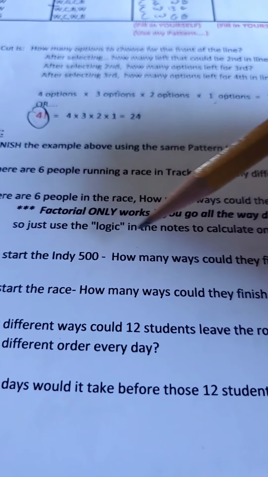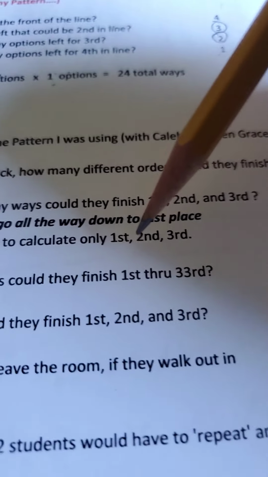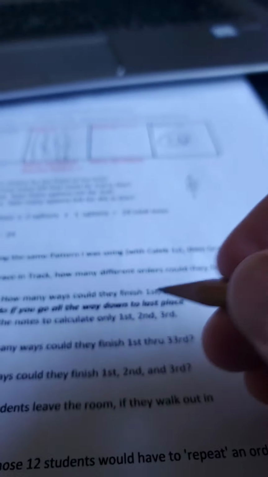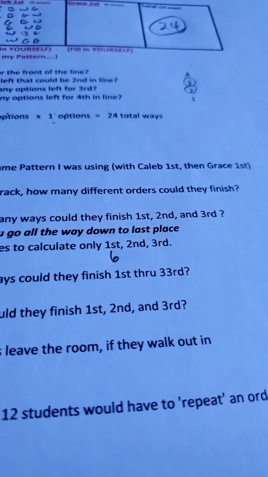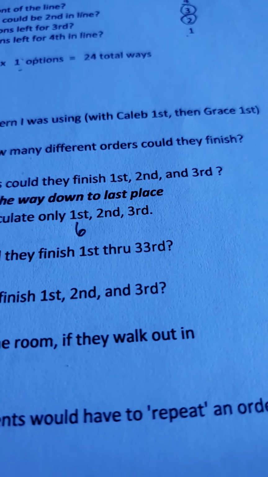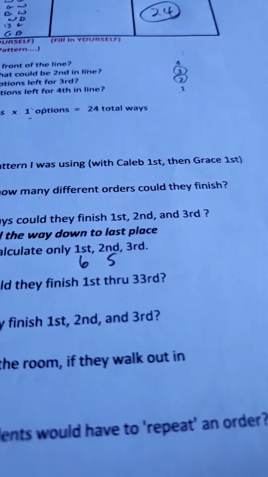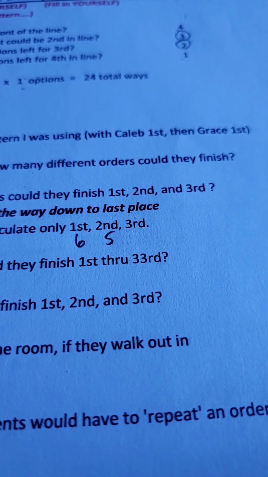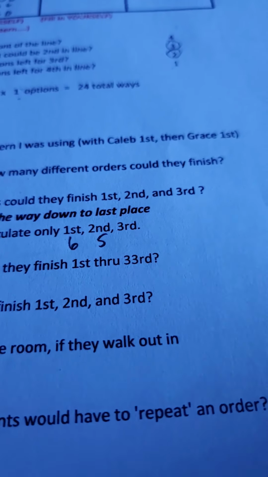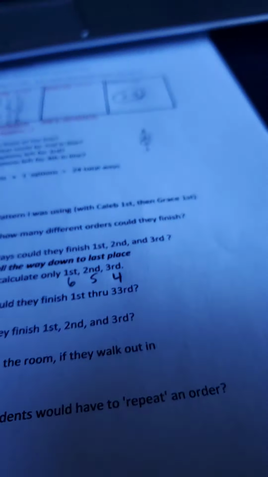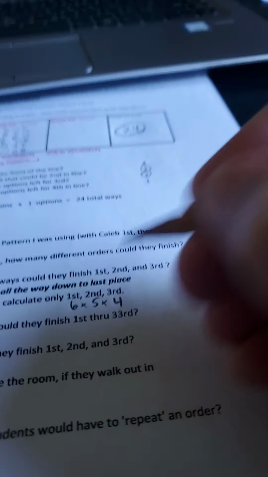So you need to use the logic above here of when the race started, how many different people could finish in first place? Well, there are 6 people that could finish first. Once someone crosses the finish line, how many different people could finish second? Well, there are now 5 people fighting out second place. Someone crosses the finish line, how many different people are still racing for third place? Well, there's 4 people left racing for third place. And if that's all you care about, then that's all you do.